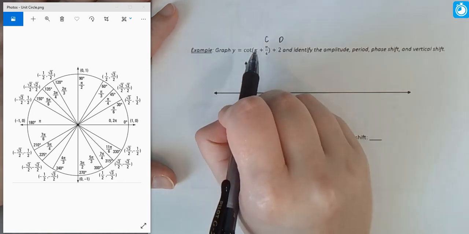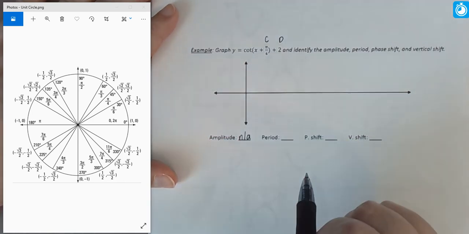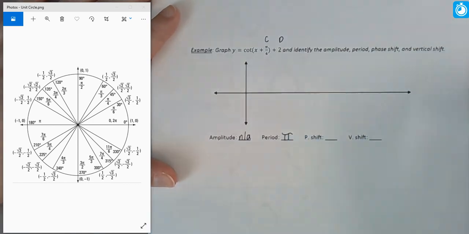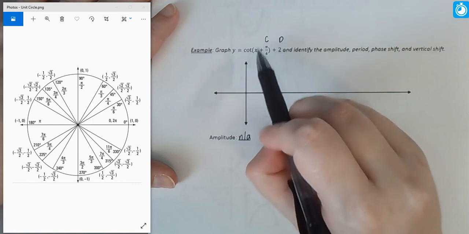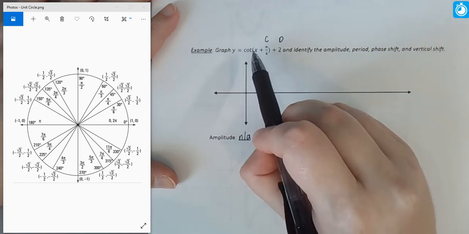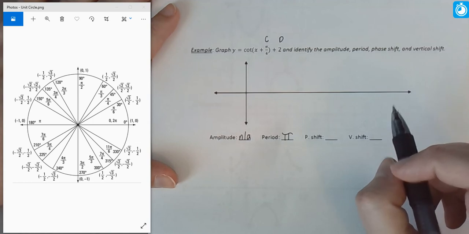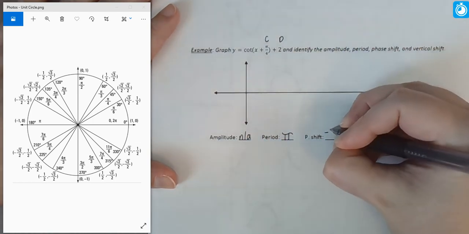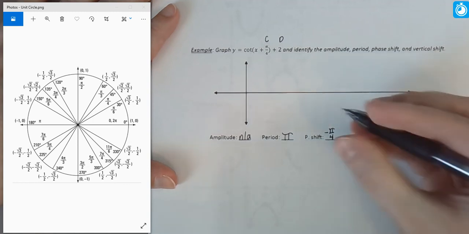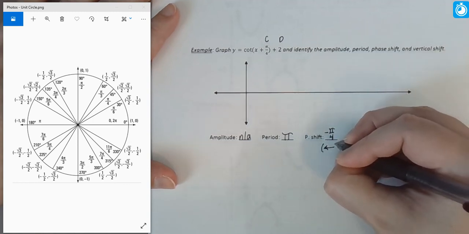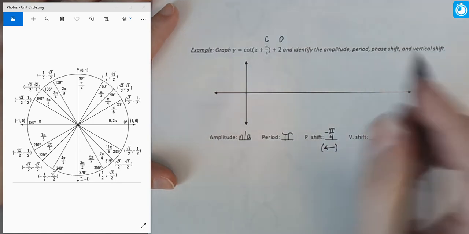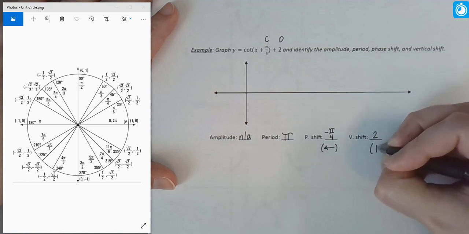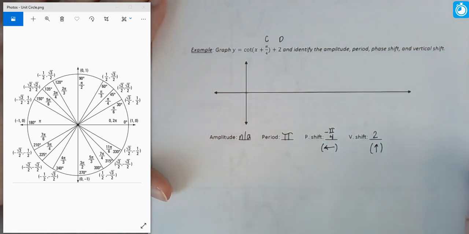The period is not changed because there's no coefficient in front of the x, so we're just going to keep the standard period for cotangent, which is pi. Now we do have a phase shift because we're adding on this term to our input x. Because it's positive, because we're adding, it's shifted in the negative direction. So our phase shift is going to be negative pi over 4, which is going to shift our graph to the left. And then the addition of 2 on the outside is going to shift us up 2 units.